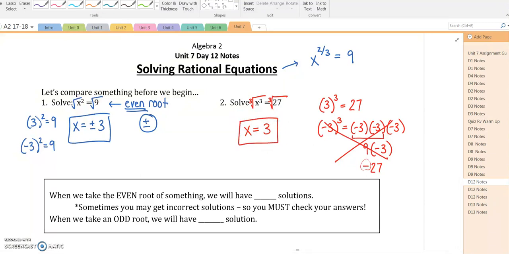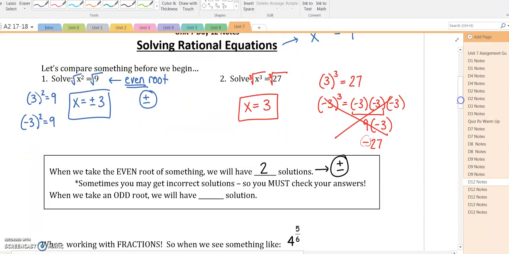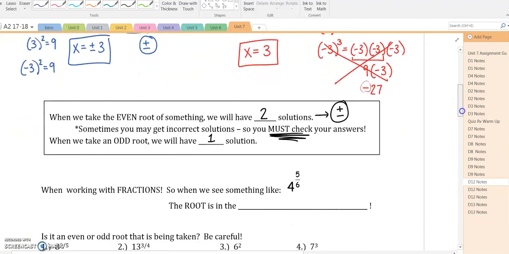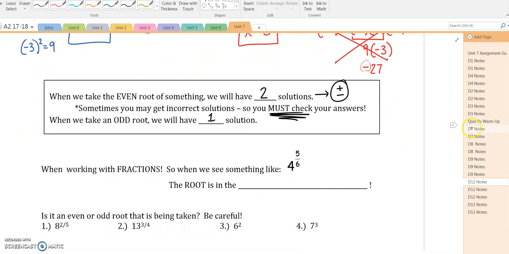Okay, so the big important thing to remember here is when we take the even root of something, we will have two solutions, and that'll come from one positive, one negative, our plus or minus. And sometimes you might get incorrect solutions or extraneous solutions, so we must check our answers. We're going to talk about that. When we take an odd root, we'll have just one solution, so there will be no plus or minus for odd roots.